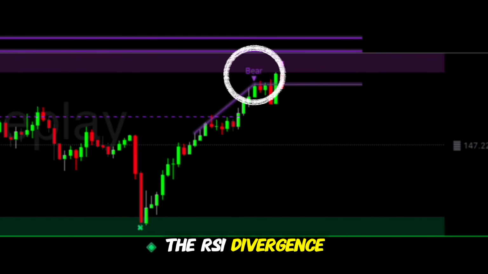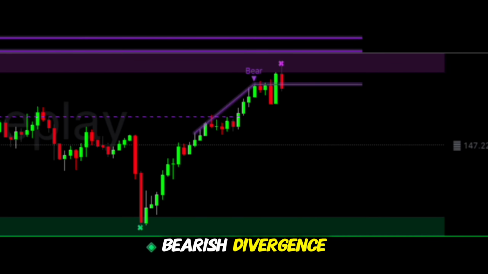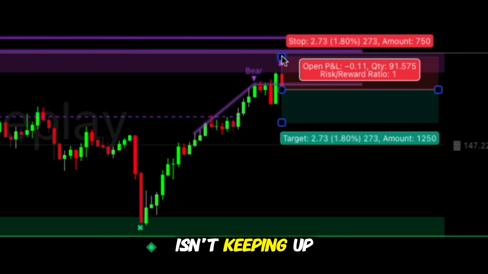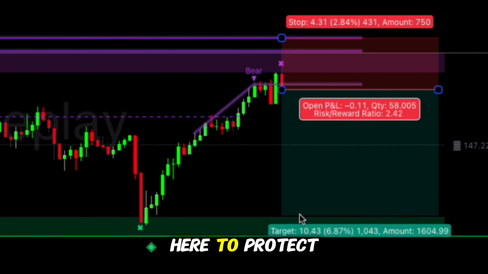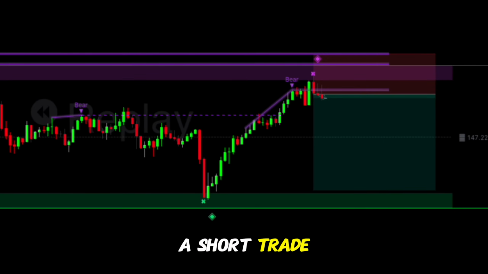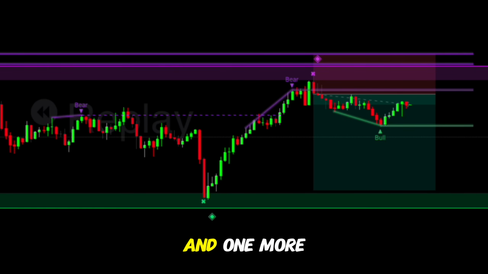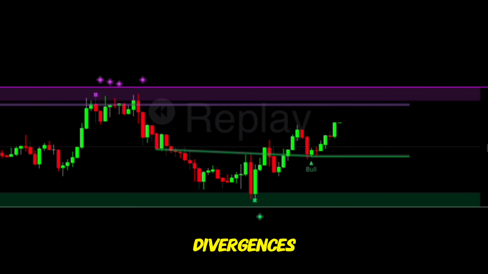Another scenario, the market is in an uptrend, pushing into a purple sell power zone. The RSI Divergence Zones indicator prints a bearish divergence. Even if price is still climbing, this is a warning that momentum isn't keeping up. You could close a long position here to protect profits, or even take a short trade if other signals confirm it.